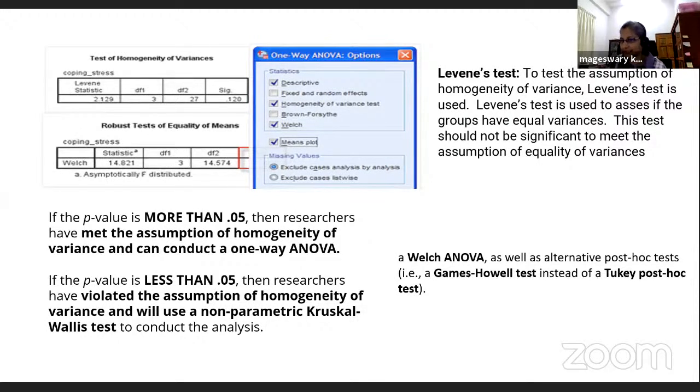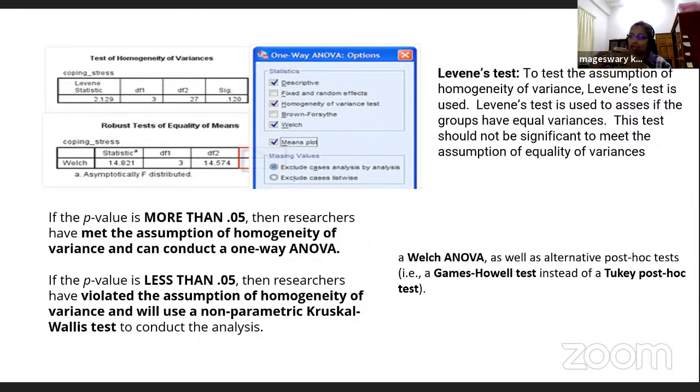You know, you're getting less than 0.5. So you don't go and throw away the data. You can actually correct the violation. You can correct the violation using Welch ANOVA as an alternative post-test.